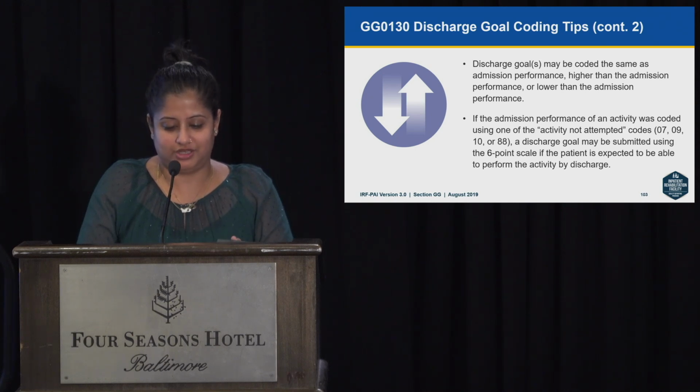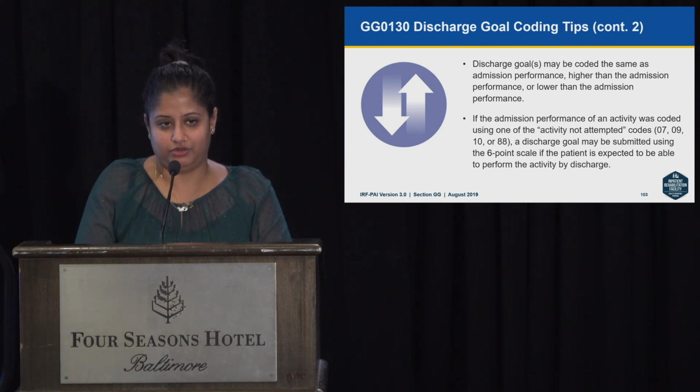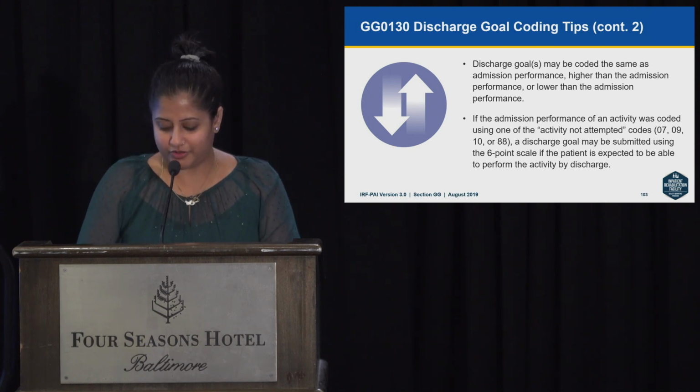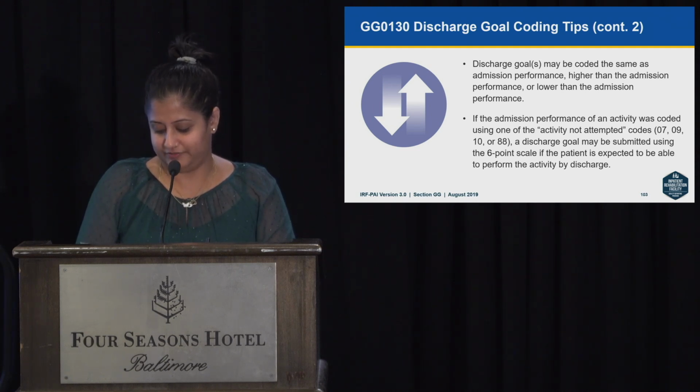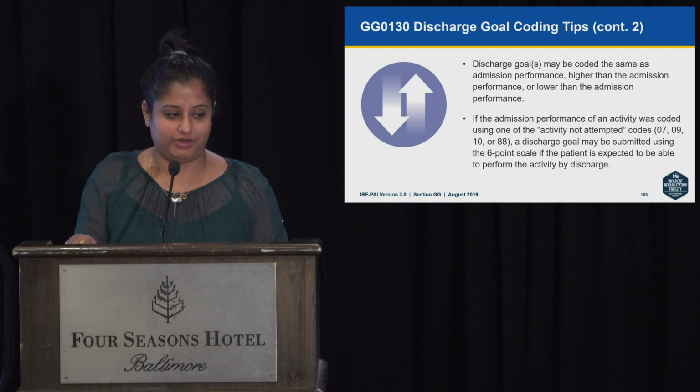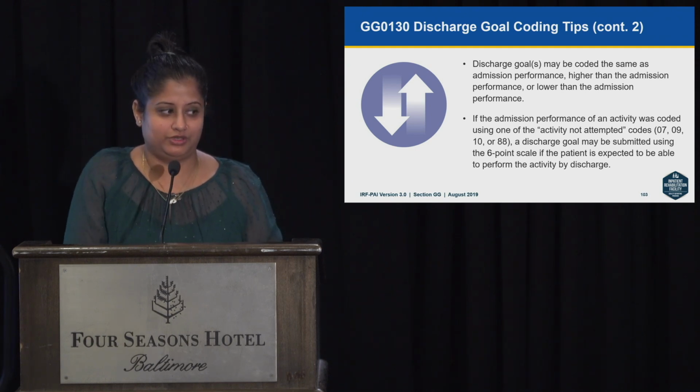So let's say a patient came in, they weren't able to do an activity, but after coming to your IRF and going through the treatments, they were able to. You can use that 6-point scale. And I know I mentioned this, although it's not typical for IRF patients for the discharge goal to be lower than the admission performance, it can be the case in some cases. And so again, I'm going to turn over to Anne, who's going to take over and go through GG0170 mobility at this time.